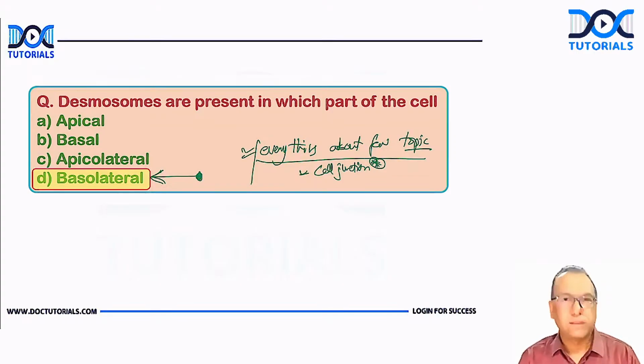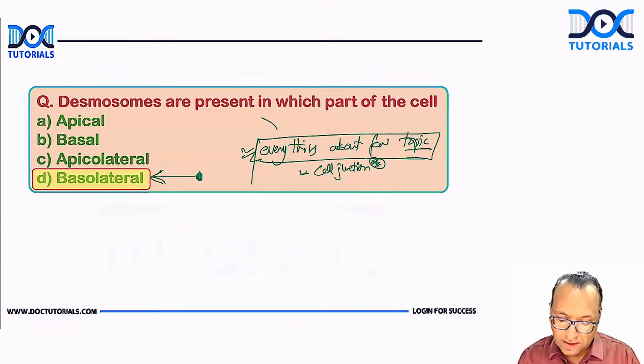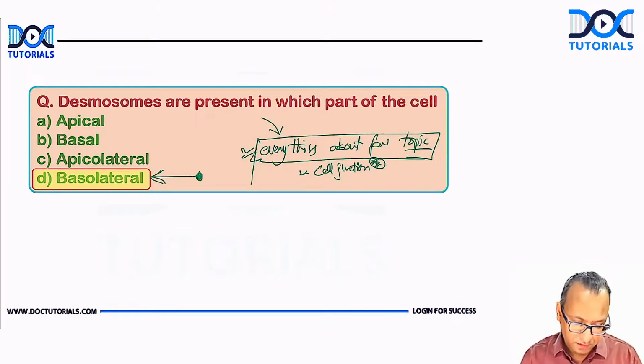And then you should know few things about every topic. Randomly you are reading, you are getting some information, but rank decider questions are here. Anything which is repeated, you should not make mistakes. So keep your answer as the basolateral.